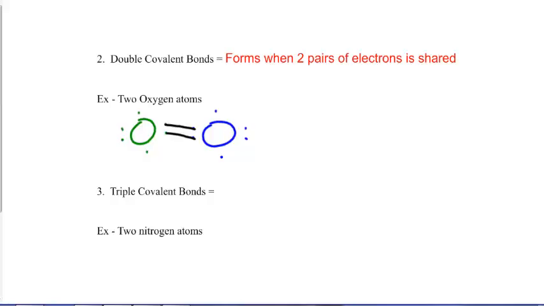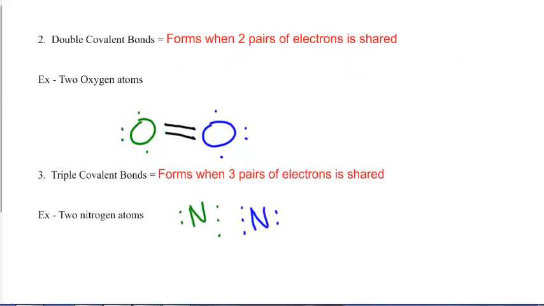What do you think a triple covalent bond is? It forms when 3 pairs of electrons are shared. And we have these nitrogens with 5 each. So they're going to share 3 times. So dot to dot, 3 different times. So we can see that we've got each nitrogen with 1, 2, 3, 4, 5, 6, 7, 8.